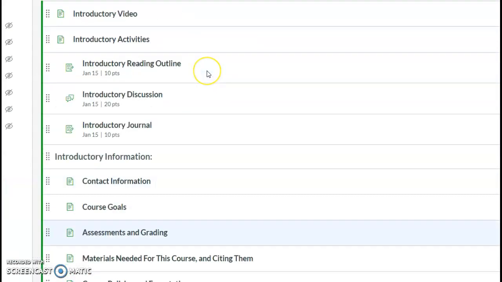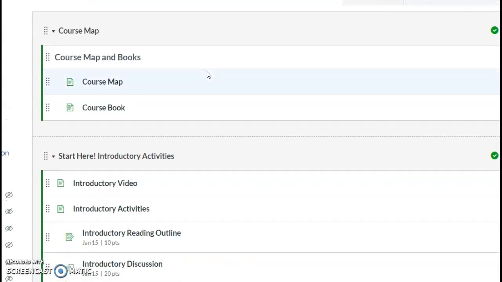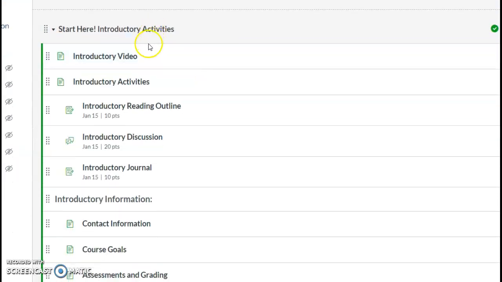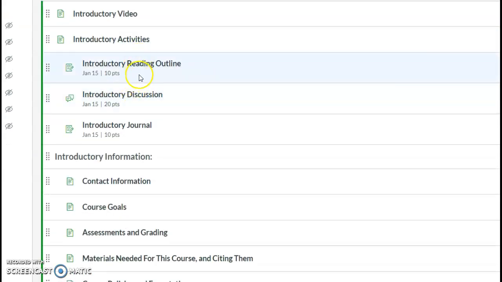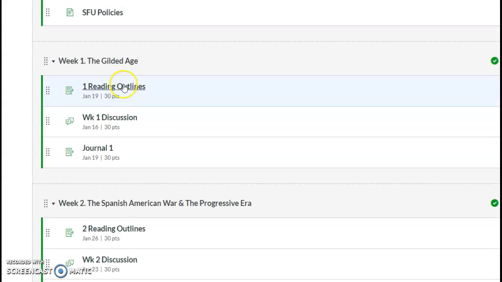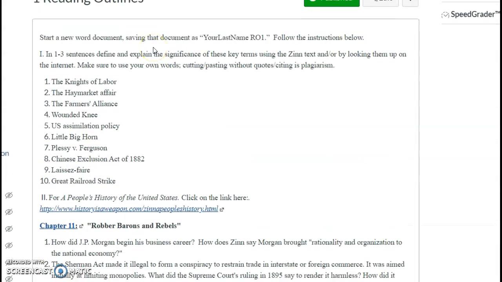So here is our Canvas page. So I was at the course homepage, then I clicked content, and that brought me here to this page. Here are the introductory activities, which I briefly mentioned in my previous video, and I hope you're working on those. So these first 3 activities are due pretty early in week 1, so make sure you're on that. Then here's week 1, the Gilded Age, and you have reading outlines, a discussion board posting and responses due, and journal 1 due.